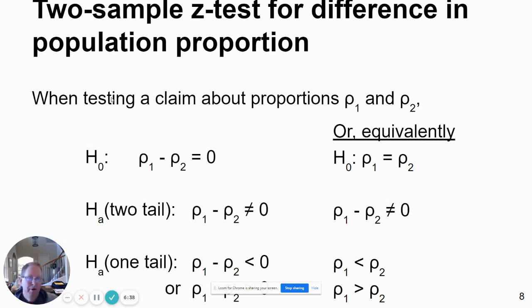We can throw you a curveball. The AP exam can throw you a curveball and have you test a situation where they want to know whether the difference between rho 1 and rho 2 is some value that's not 0.